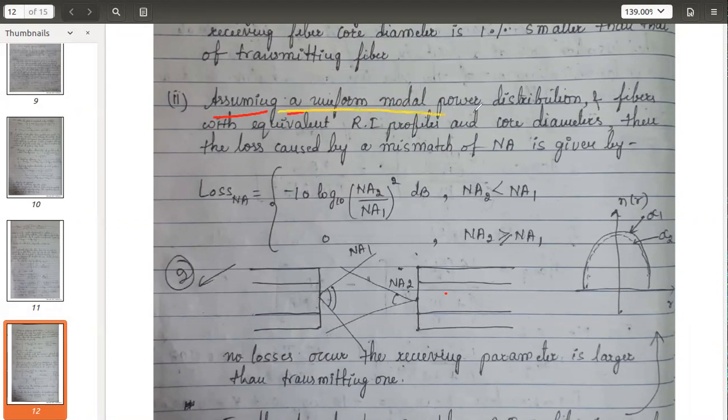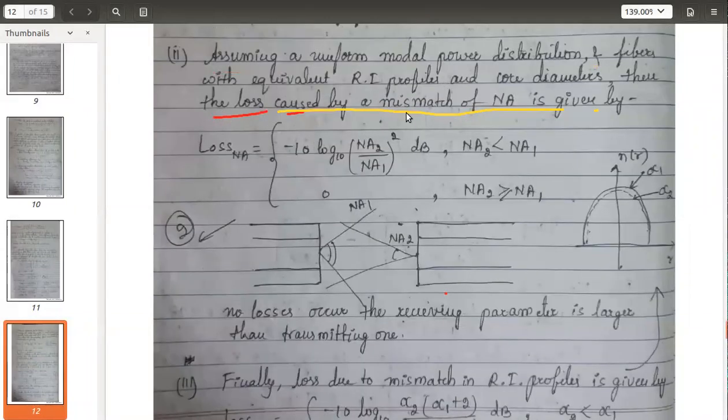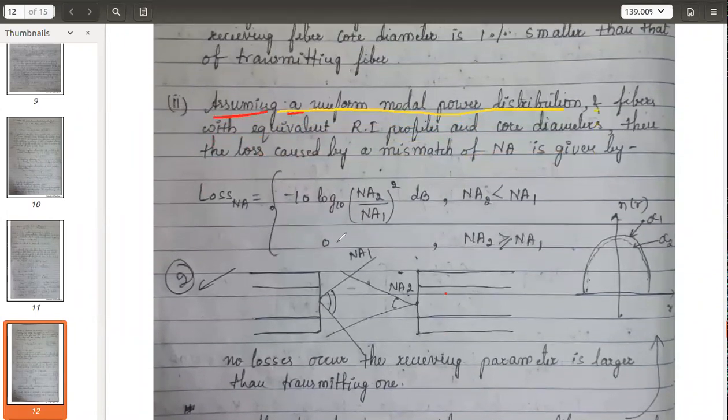A uniform modal power distribution. Again, if we talk about the multimode fibers, we get equal distribution of the powers. All modes carry an equal amount of optical power. And fibers with equivalent refractive index profiles, these are all the same, aligned, the refractive index of both is the same, everything is correct. But what is the difference? There is a mismatch in the numerical apertures. So if that happens, how the problem gets created, we will see.